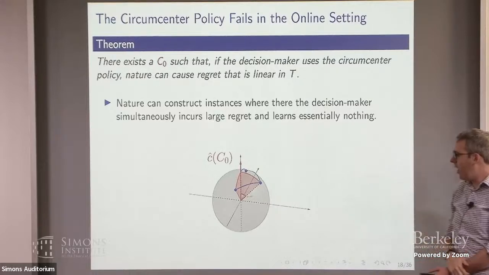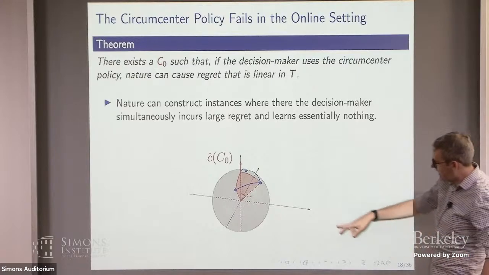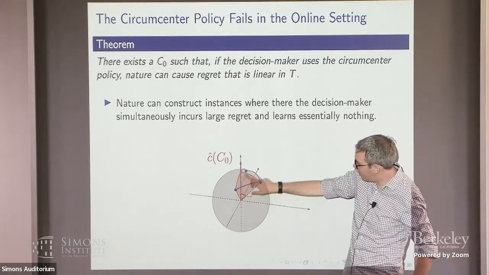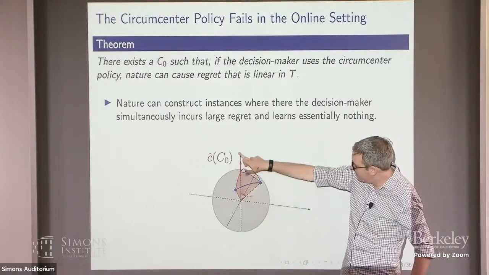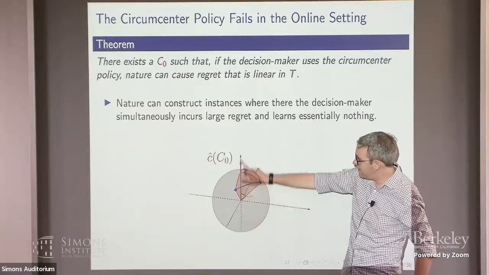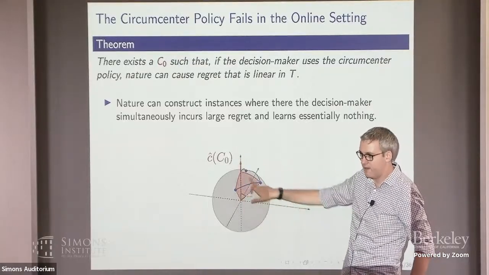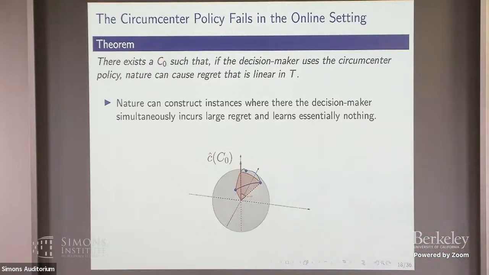And I'm going to walk you through how nature can do this. But the instance looks kind of like this. The set of feasible costs is this blue set, and the circumcenter is going to be this vector here. The circumcenter might seem strange in that it's on the boundary, but actually the circumcenter of the set is on the boundary. And this is going to play a key role in the story here.